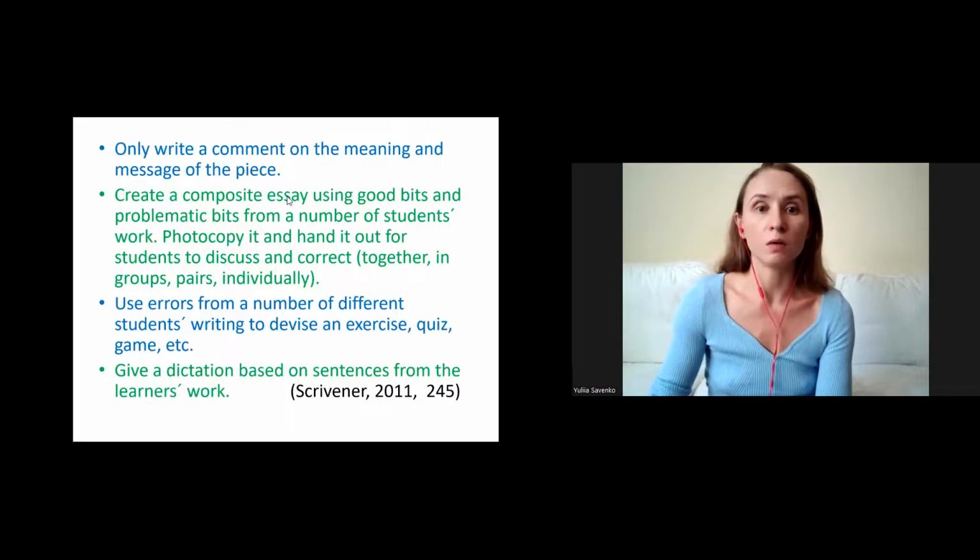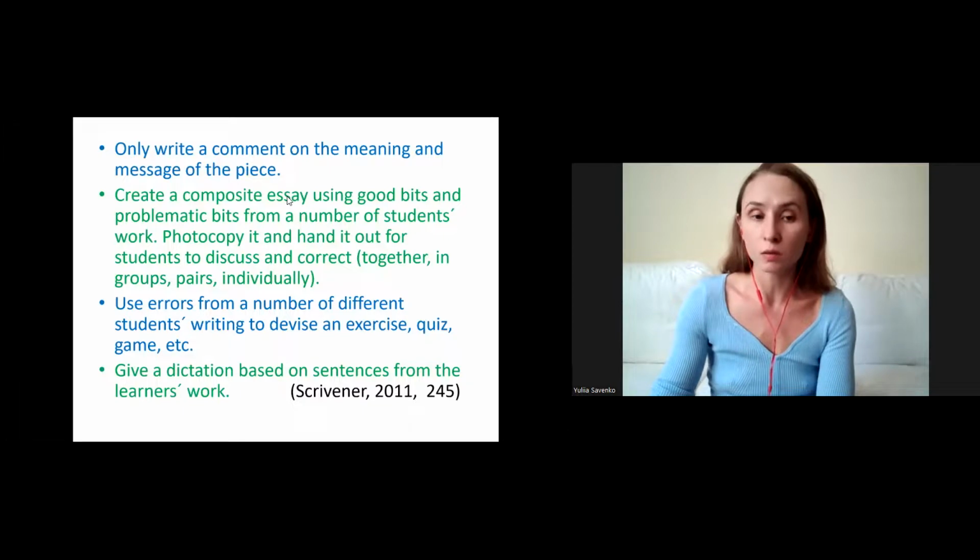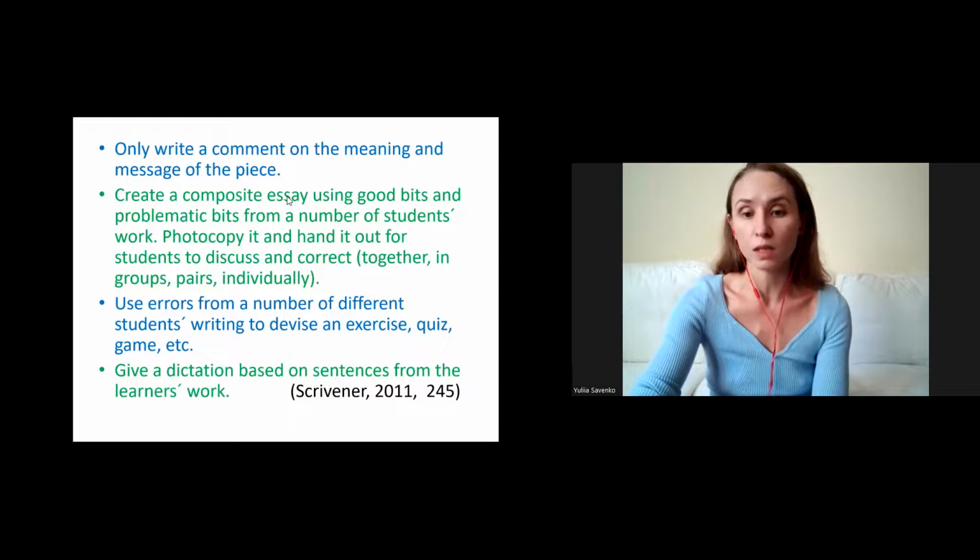Create a composite essay using good bits and problematic bits from a number of students' work, photocopy it and hand it out for students to discuss and correct. Use errors from a number of different students and give a dictation at the end based on sentences from learners' work so they can see their progress.